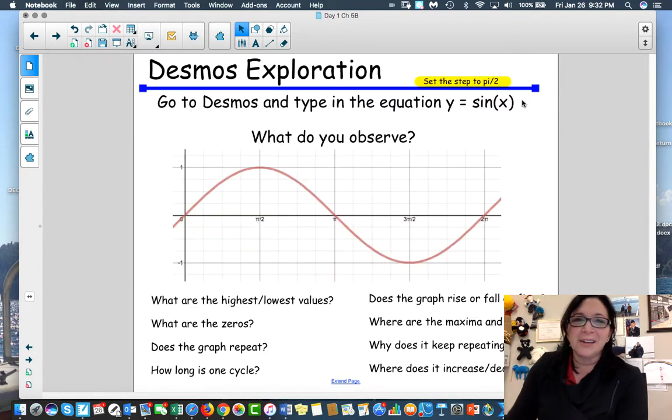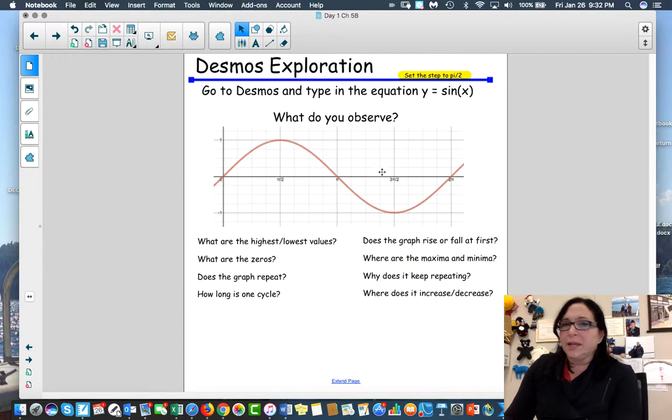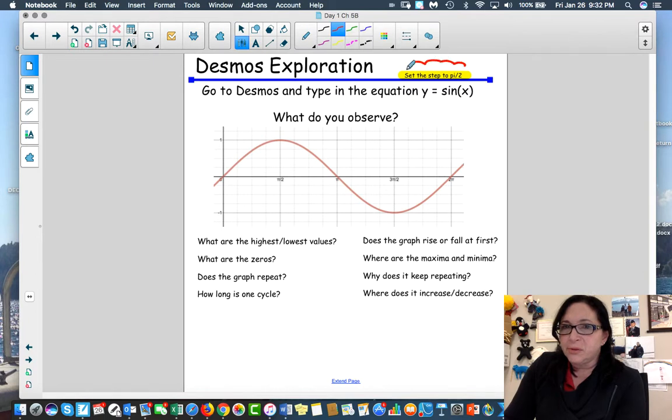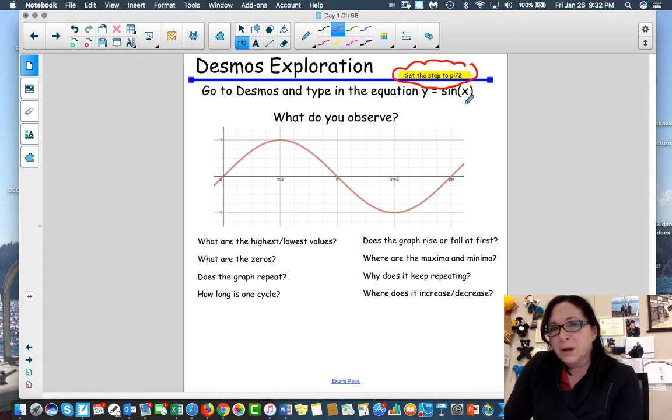Anyway, okay, moving on. So there is a Desmos Exploration that I'd like you to try. One thing though is when you do this and you go to Desmos, you do need to set the step to pi over 2. But if you graph a sine wave, I'm going to ask you all these questions. What do you observe on a sine wave? Okay, so you should observe that it does start at 0 and it ends at 0. What are your zeros? Your zeros go here at 0, pi, and 2 pi. Does the graph repeat? It's going to repeat if it's continuous. How long is one cycle? One cycle would be 2 pi.